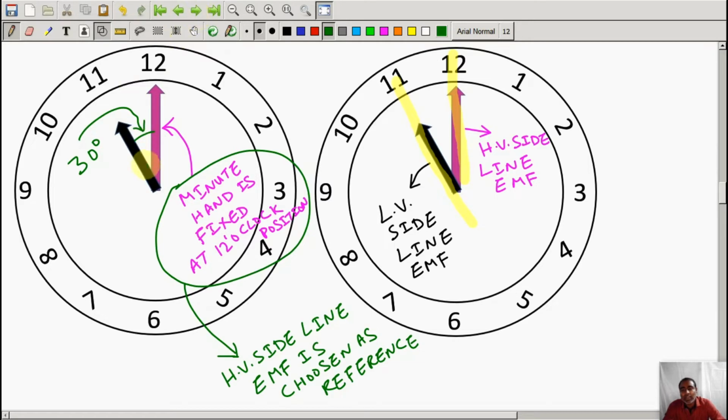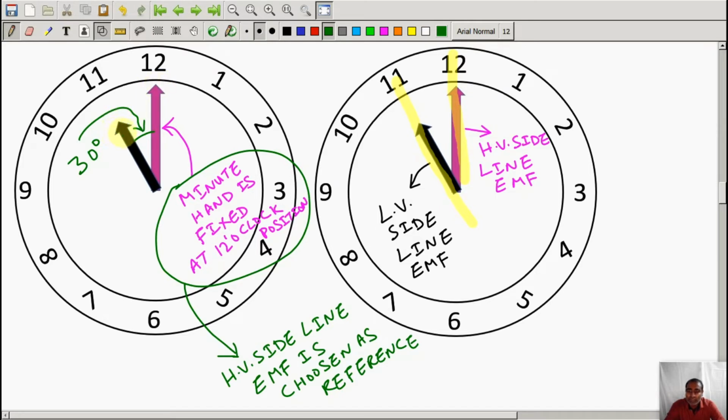And why is it leading, not lagging? Let us apply one memory aid. If you just think in terms of time, first what is going to come? 11 o'clock will come first. After 11 o'clock, 12 o'clock will come. So obviously 11 o'clock is leading the 12 o'clock, because in terms of time, first 11 o'clock happens, then 12 o'clock happens.